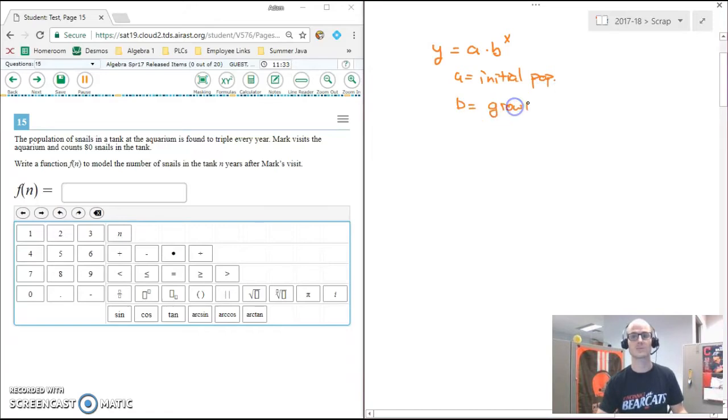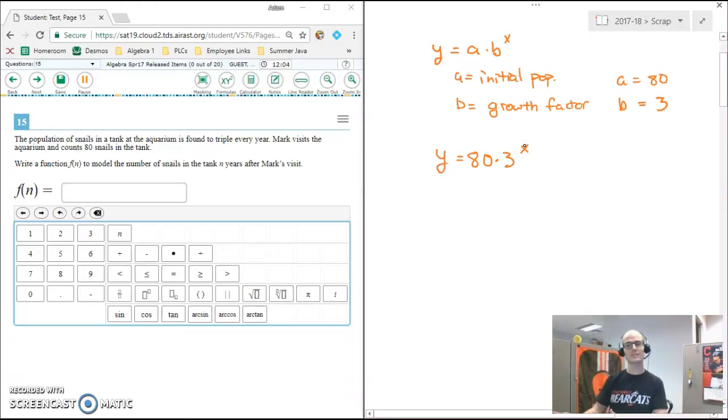Now, in this case, we are going to be working with specifically growth because it is doubling or tripling in this specific case, so we're going to have a growth factor. Now, when we look at those numbers that we're given, our initial population, well, they tell us we start with 80 snails. Then they say the growth factor, well, since it's tripling, that's just going to be 3. So if we replace the parameters a and b with the numbers 80 and 3, we have y equals 80 times 3 to the x.